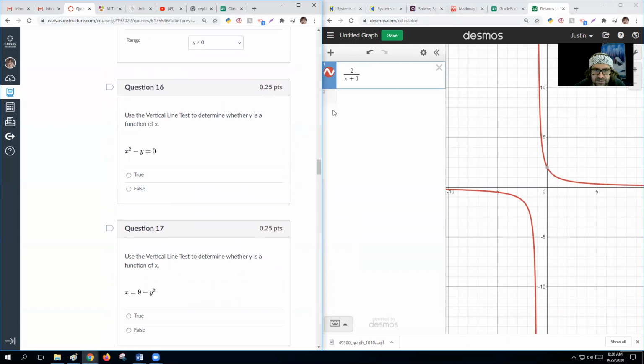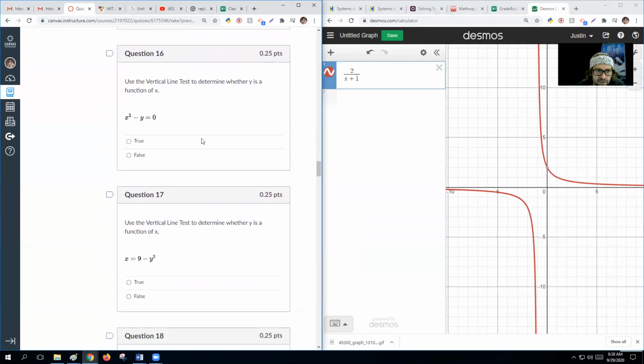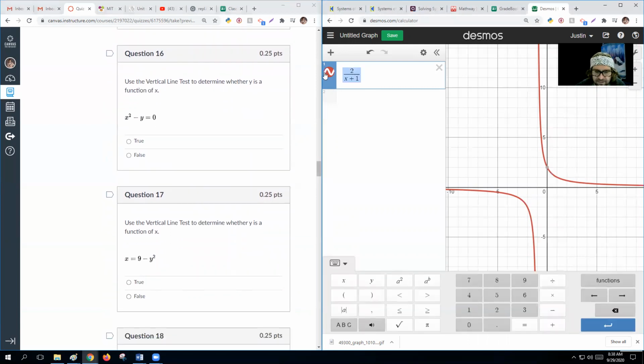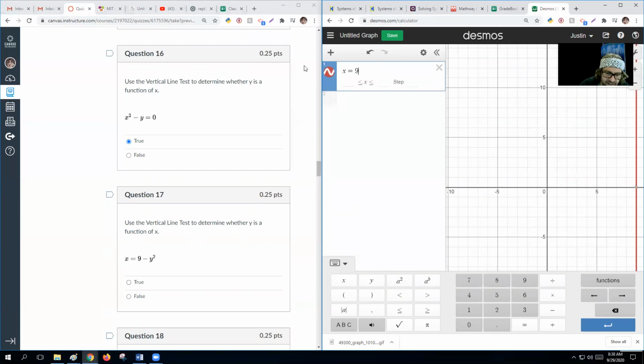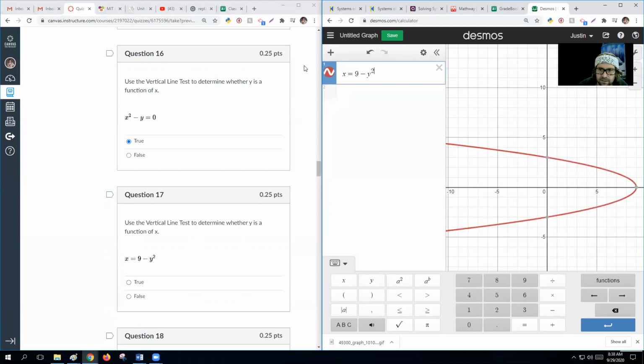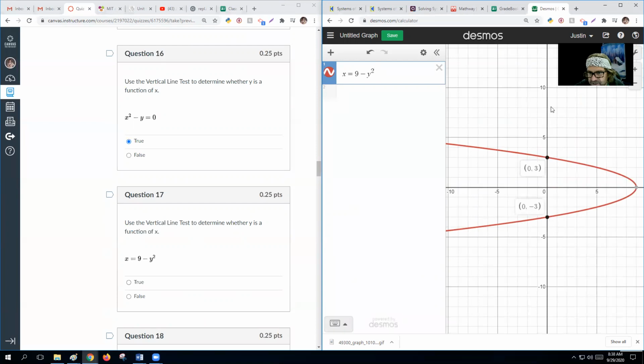Okay, vertical line tests. You can go ahead, plug these in to determine whether they pass. So x squared minus y equals 0. We look here, vertical line, there's no parts where our vertical line would touch the graph more than once, so that passes. On the next equation, x equals 9 minus y squared, we'd look right here at 0, 0, a vertical line touches more than one spot. So this one would fail.